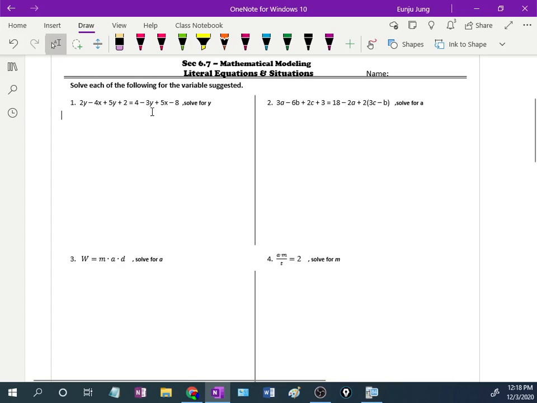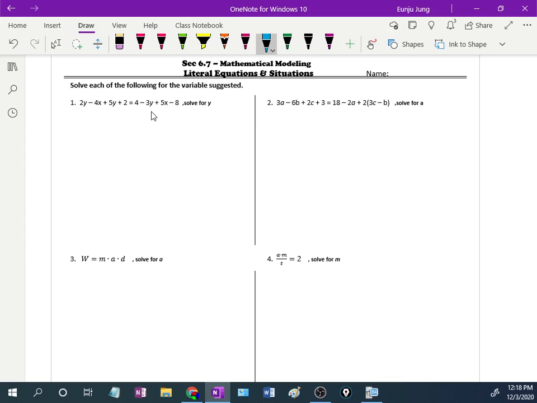Okay, in this video, we'll do literal equations. So we are solving for a certain variable. Question number 1. We have so many x terms and y terms and numbers. So let's simplify the left-hand side together, the right-hand side together, and then isolate them.